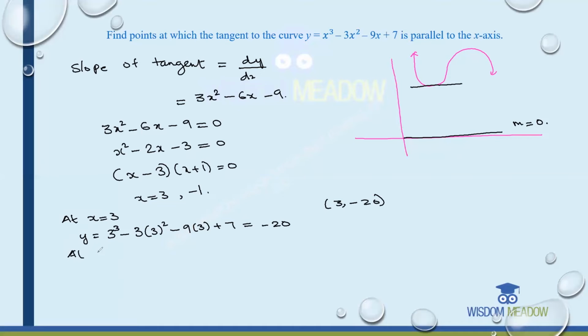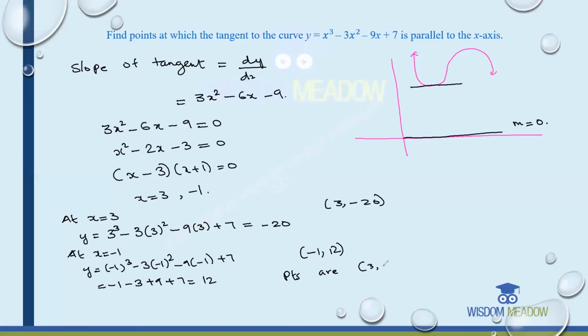And at x is equal to minus 1, y is going to be minus 1 the whole cube, minus 3 into minus 1 square, minus 9 into minus 1 plus 7. That's going to be minus 1 minus 3 plus 9 plus 7. So that is 12. So the next point is minus 1 comma 12. Points are 3 comma minus 20 and minus 1 comma 12.